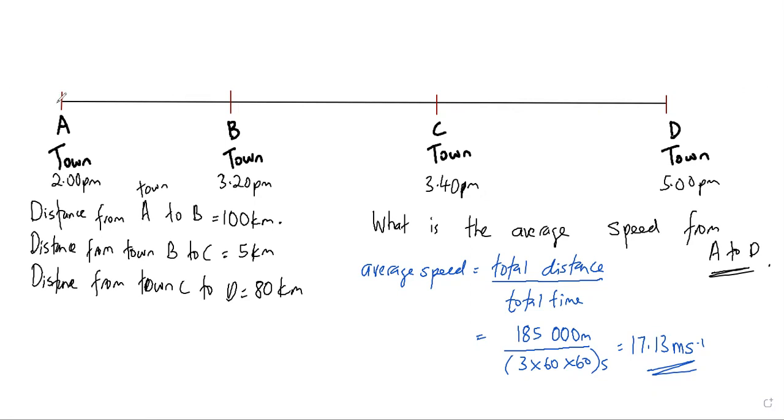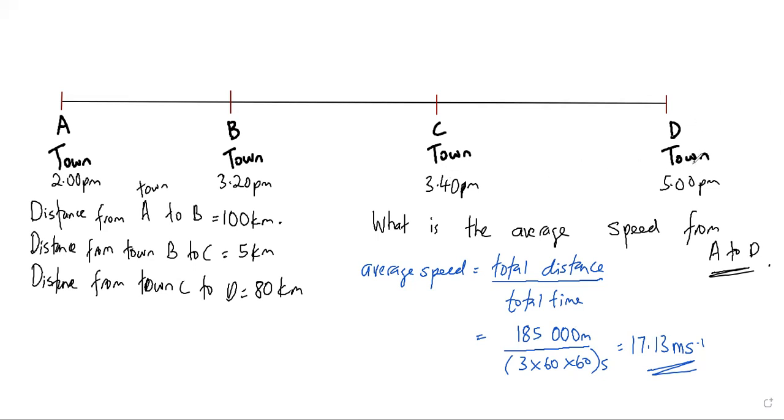The distance from town A to B is 100 kilometers, B to C is 5 kilometers, and C to D is 80 kilometers. You're driving non-stop from 2 p.m. to 5 p.m. From town A to B, 100 kilometers, you drive from 2 p.m. to 3:20 p.m. Then you drive from town B to town C from 3:20 to 3:40 p.m. Then you continue non-stop from town C to town D, another 1 hour and 20 minutes, from 3:40 p.m. to 5 p.m.